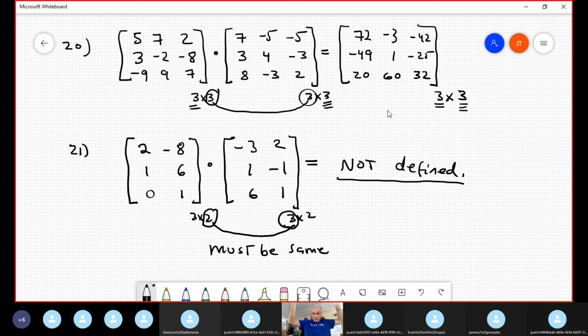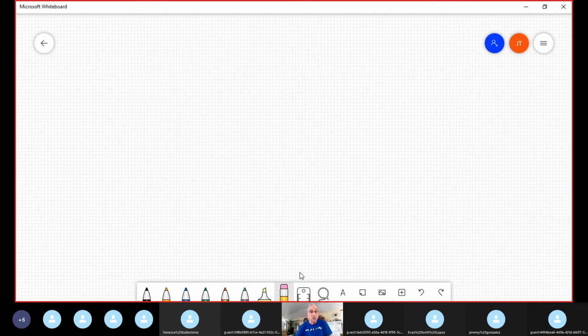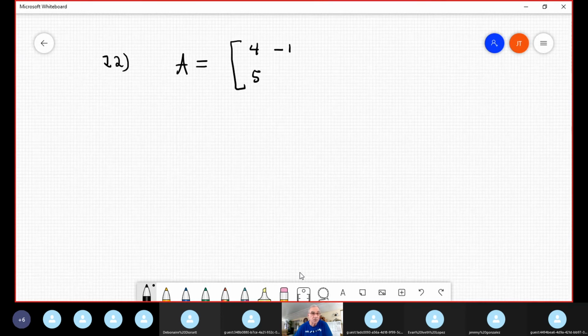Yes, sir. Super clear. Okay, so let's move on to inverse matrix. I don't know if we have time to compute inverse matrix or application, because the last part is application. Okay, suppose 22. One matrix given, a matrix, suppose it is 4, negative 1, 5, and positive 1. So the question is compute the inverse matrix.